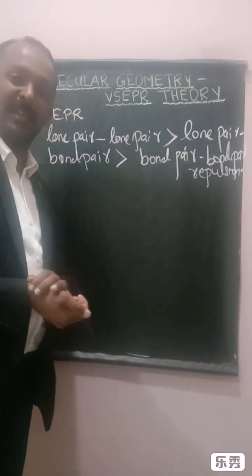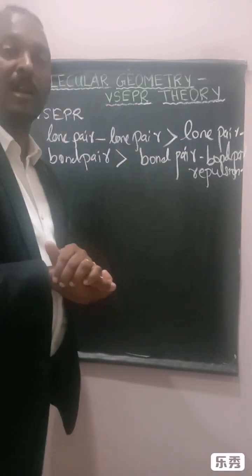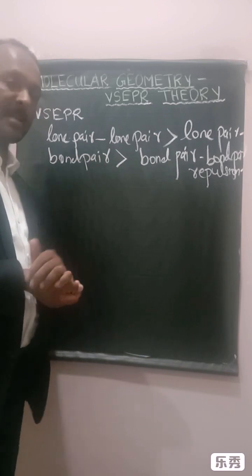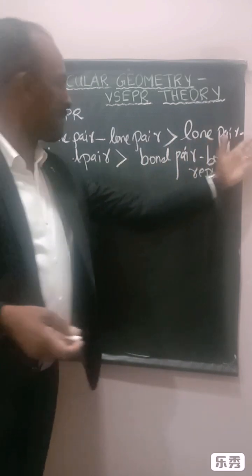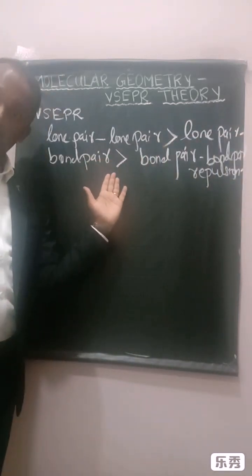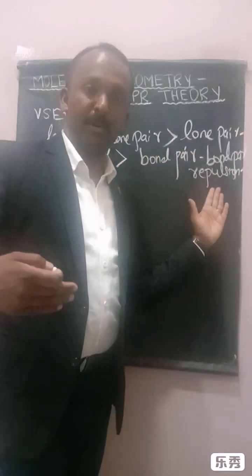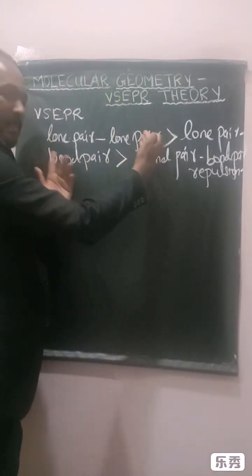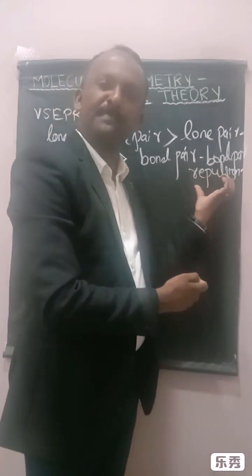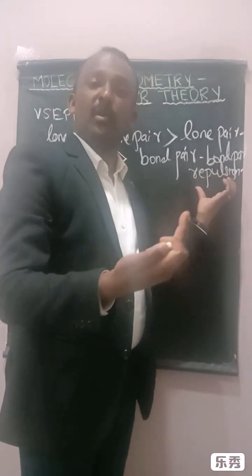According to this theory, three types of repulsive interactions are possible in a molecule: lone pair-lone pair repulsion, which is greater than lone pair-bond pair repulsion, which is greater than bond pair-bond pair repulsion. That means the strongest repulsion is between lone pair and lone pair, and the least repulsion is between bond pairs.